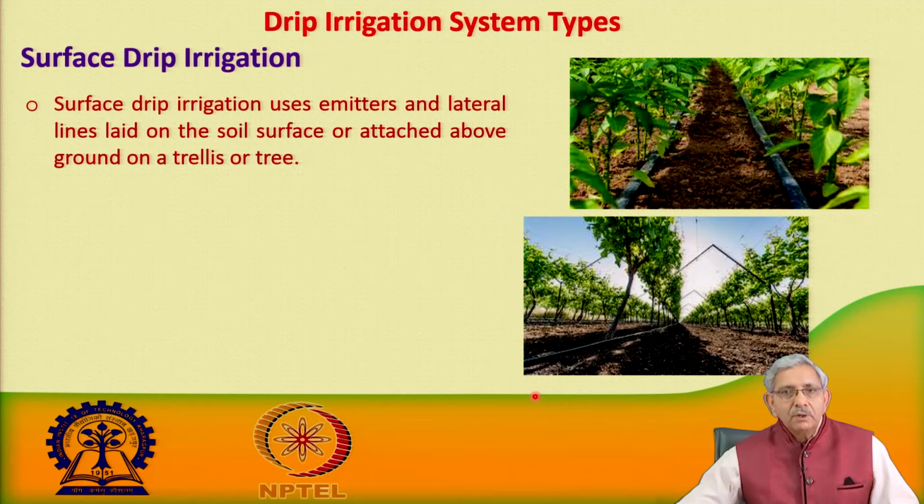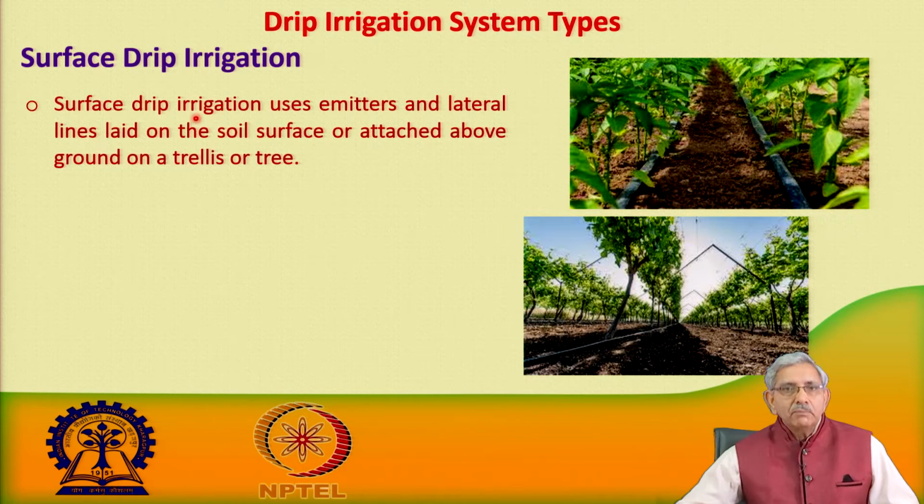Now, let us try to know the different types of drip irrigation system. So, here what you are seeing, the drip lateral pipeline is laid above the ground level. Here also you see it is laid above the ground level, and emitters are attached with the lateral. So, lateral pipelines are laid above the ground level.